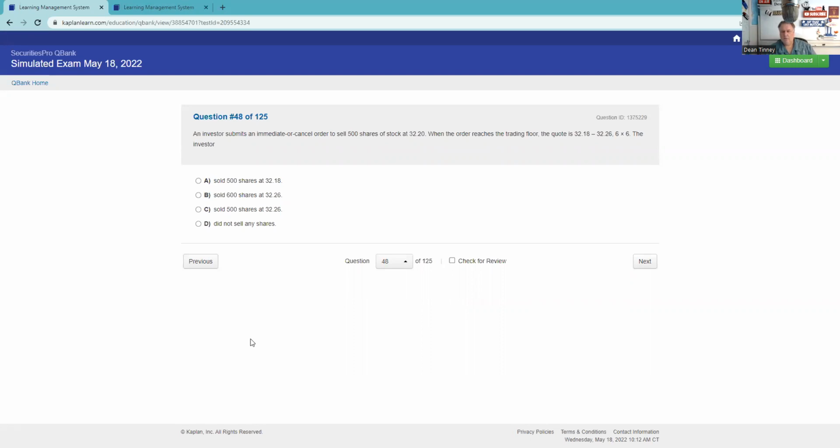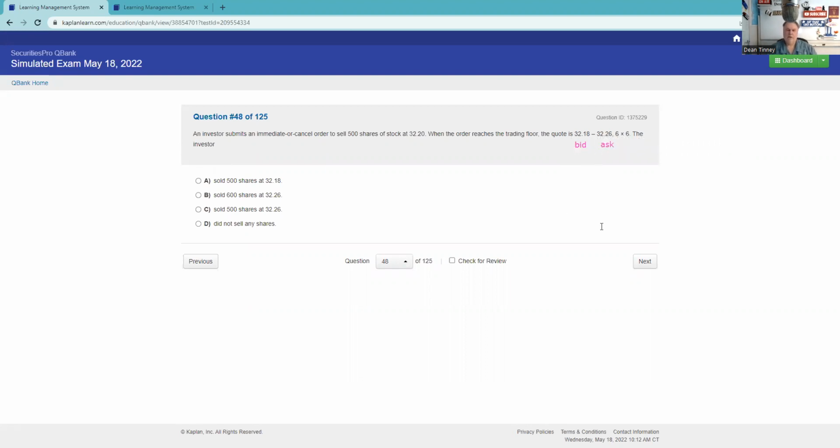When the order reaches the trading floor, the quote is 32.18 to 32.26, 6 by 6. So that means somebody is willing to buy 600 shares at 32.18, and somebody is willing to sell 600 shares at 32.26. Let me get out my annotation tool here. So this is the bid in the auction right now. And this is the ask.